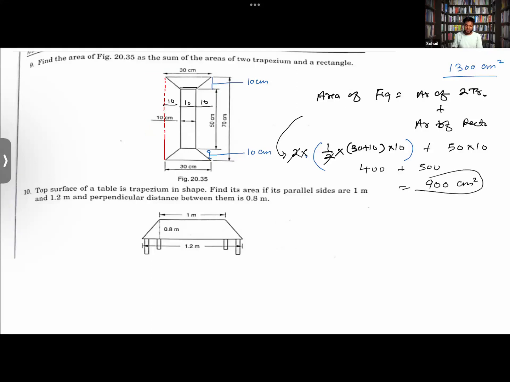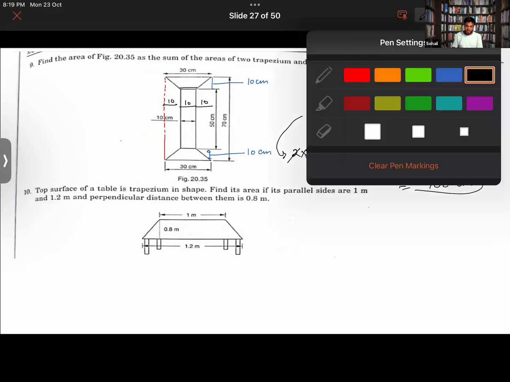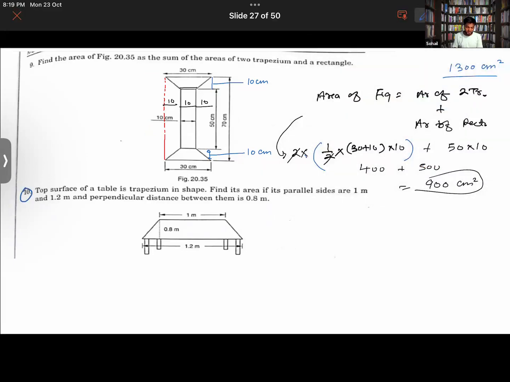So that is the correct answer actually. Solve question number 10 then. Sir, done. 0.88. What is the answer you're getting? 0.88 what? Square meter, sir. Okay.